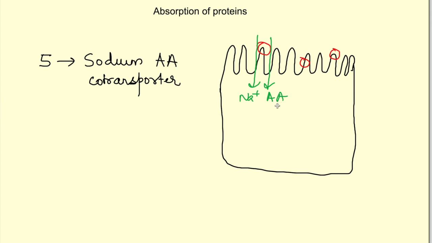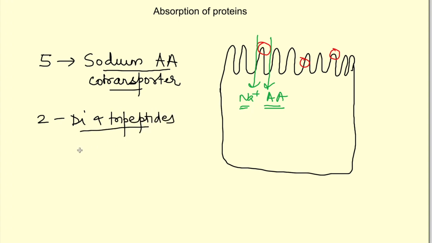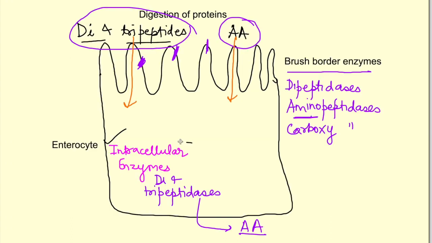like that of glucose also is dependent on sodium, if you remember, sodium glucose transporter. So 5 of the transporters have been recognized as sodium amino acid co-transporter, while other 2 are for the transport of di and tripeptides, and these are not sodium dependent. Instead, they require presence of hydrogen ions. So that's the way these amino acids and di and tripeptides enter into the cell. And as I told, inside the cell, there is intracellular digestion of these di and tripeptides by the respective di and tripeptidases.